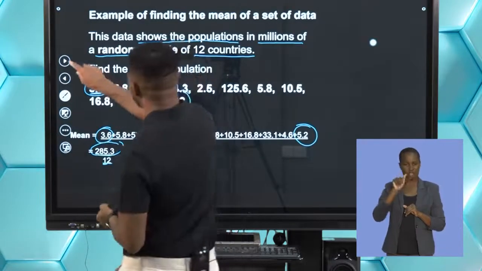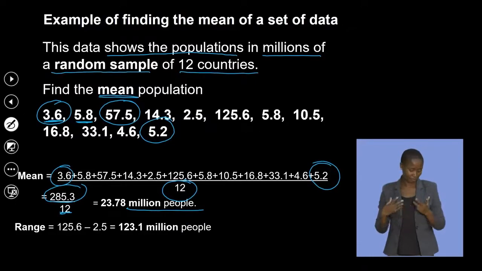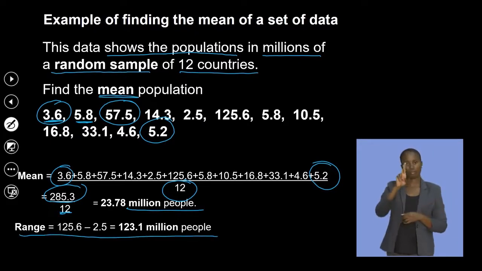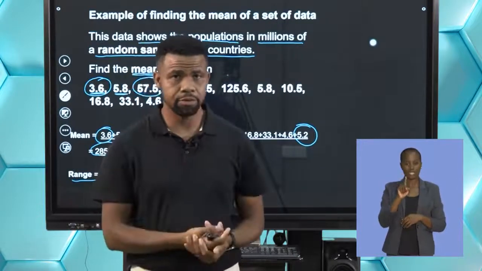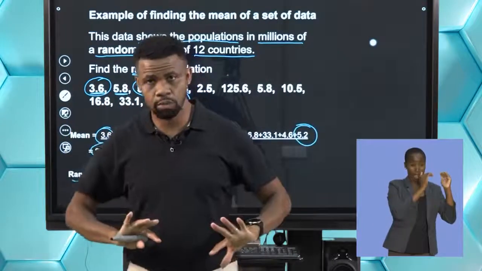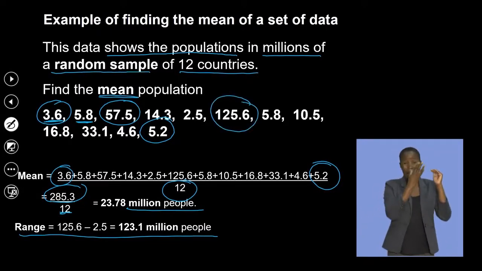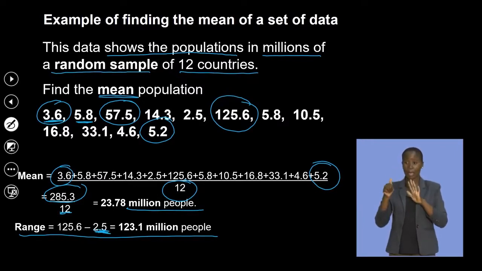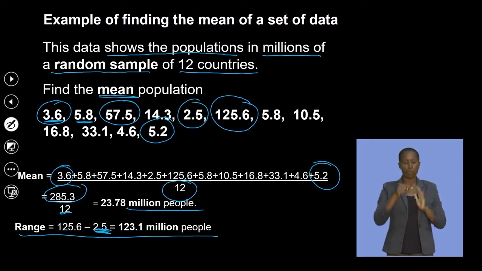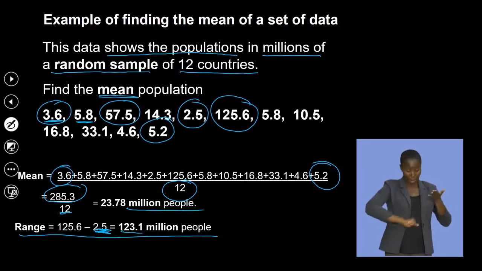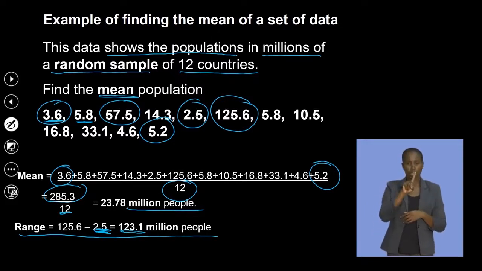Okay, now let's look at the range. The range is the maximum value minus the minimum value, the highest minus the lowest. What is the highest? The highest is 125.6 minus 2.5, which is the country with the smallest population of the 12 countries. And if you subtract them, we get 123.1 million people, which is the range.